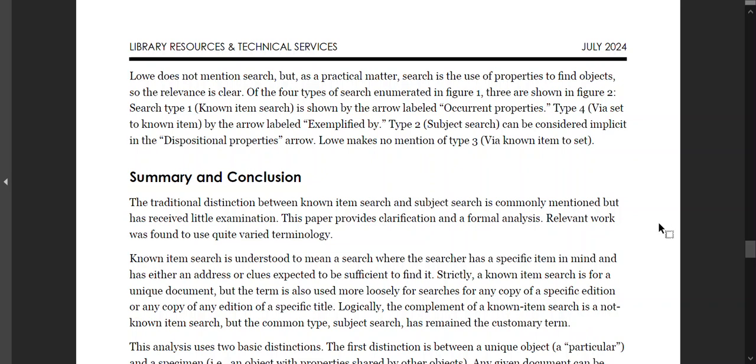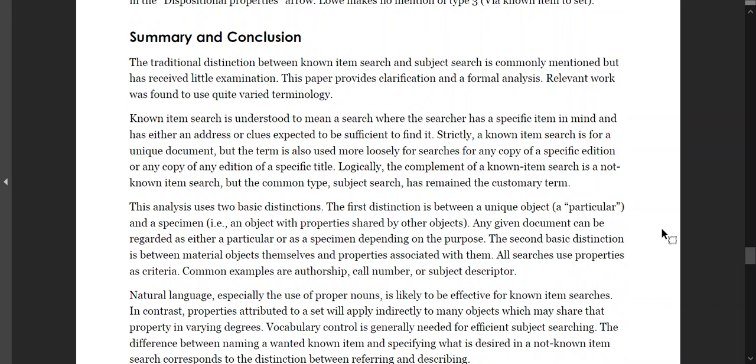So, summary and conclusion. The traditional distinction between known item search and subject search is commonly mentioned but has received little examination. This paper provides clarification and a formal analysis. Relevant work was found to use quite varied terminology. Known item search is understood to mean a search where the searcher has a specific item in mind and either an address or clues expected to be sufficient to find it. Strictly, a known item search is for a unique document, but the term is also used more loosely for searches of any copy of a specific edition or any copy of any edition of a specific title.